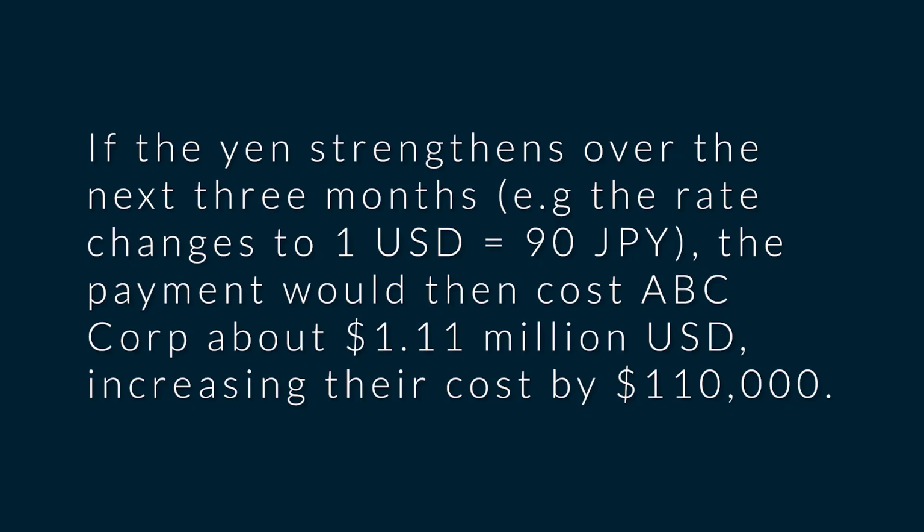Now, let's introduce some problem here. If the yen strengthens over the next 3 months, for example, the exchange rate becomes 1 USD is equal to 90 Japanese yen, the payment would then cost ABC Corp $1.111 million US, increasing their cost by $110,000. So here's where hedging as a strategy, in this case, can come in.